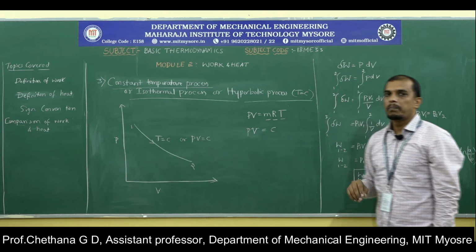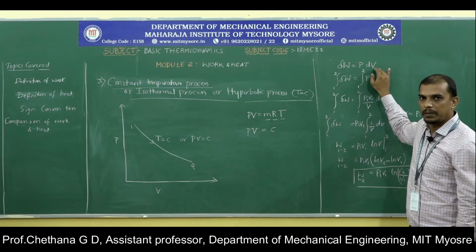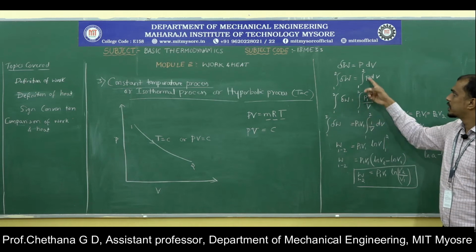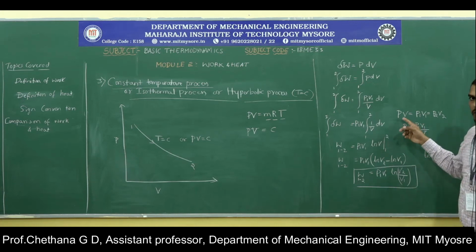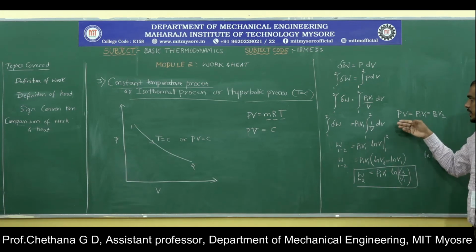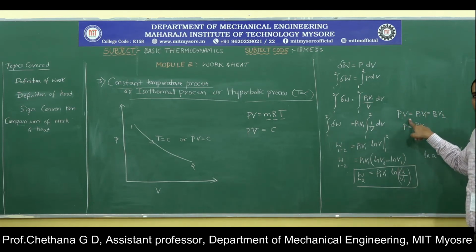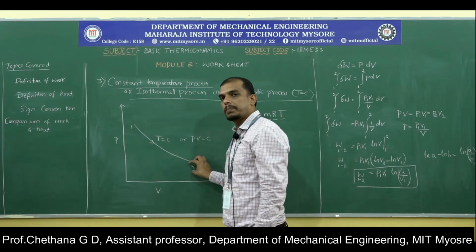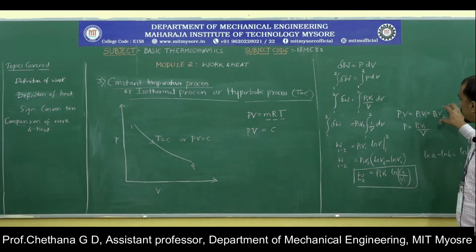Now it is also called PV is equal to constant. Go for the same equation, delta W is equal to PdV, integrate between the limits 1 and 2, then what we have is PdV. You cannot take P outside because pressure is not constant. Then go for the equation which we know, that is what we said, PV is equal to constant. If PV is equal to constant, P1 V1 should also be equal to P2 V2. The product of PV at 1 will be the same as the product of PV at 2. So that is what we are trying to say, P1 V1 will be equal to P2 V2.